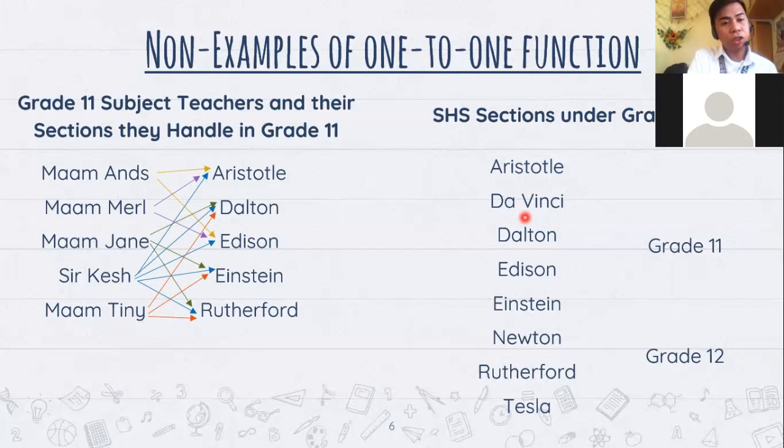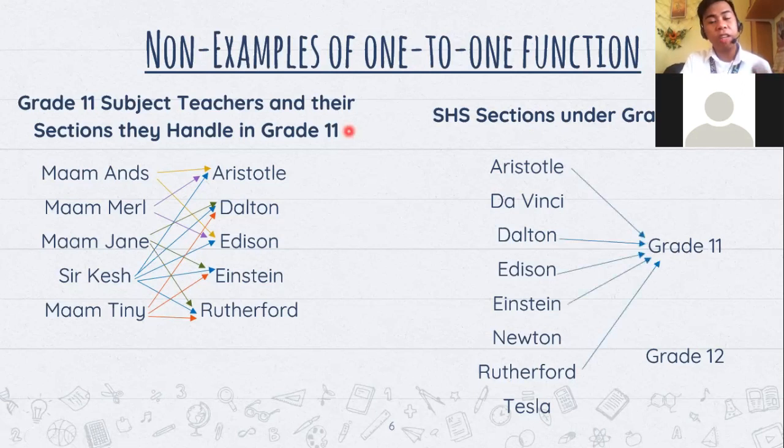Why? Each input, each column dito sa ating mga teachers, sa ating domain, merong 2 or more subjects na hinahawakan. So, it's not one-to-one. Same way goes with this one. Senior high school sections, undergrade levels. So, 5 sections in grade 11. Tama? We have Aristotle, Dalton, Edison, Einstein, and Rutherford.